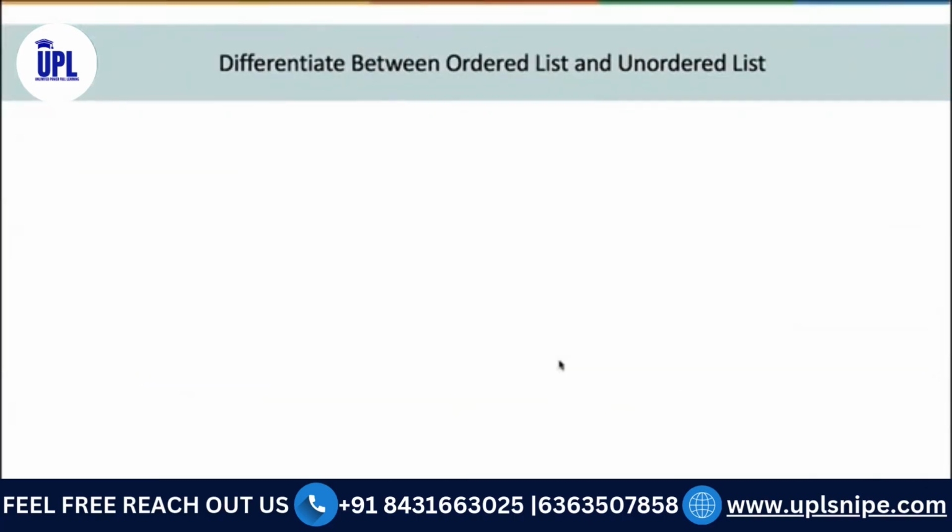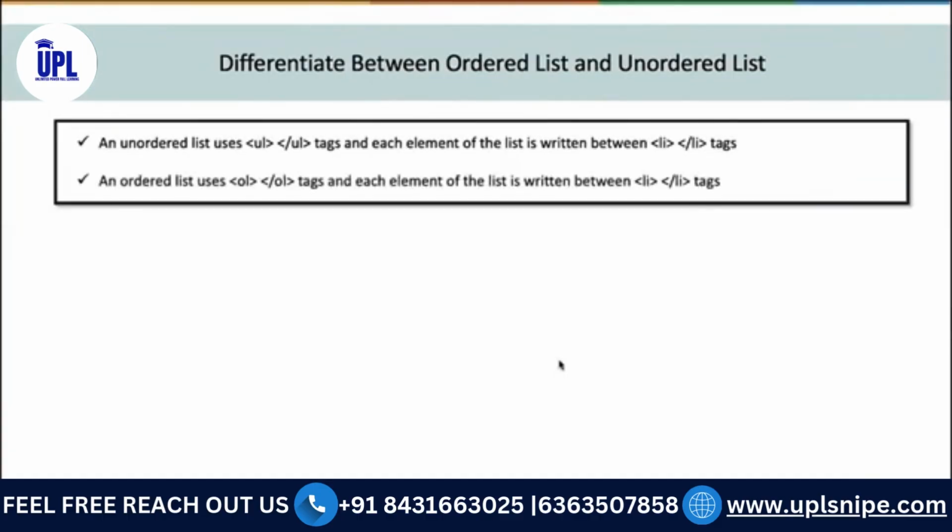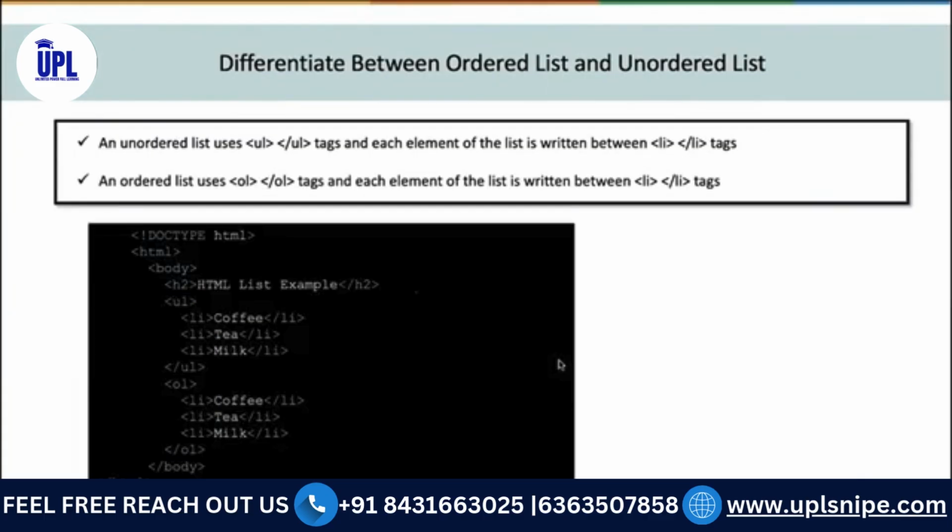The difference between ordered list and unordered list. An ordered list gives you different ways to display the data, in Roman format, in numeric digits, or in alphabetical order. But the unordered list is completely unordered. You don't get any options like an ordered list. The ordered list starts with OL and the unordered list starts with UL.